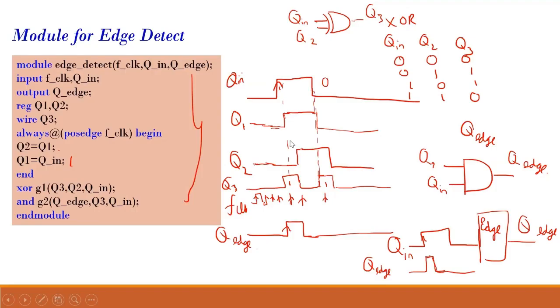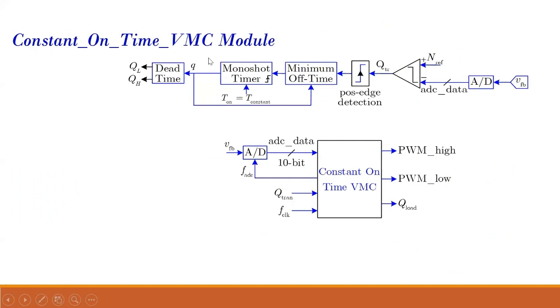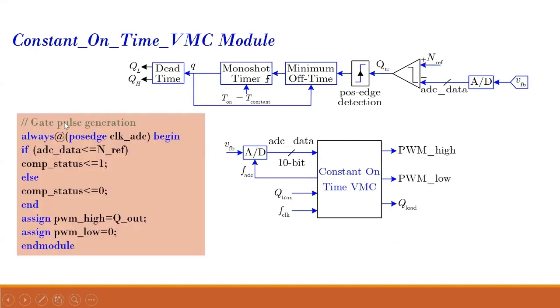So this is my logic for my edge detector circuit. Now we will go to the actual entire VMC model. How do we generate a gate pulse? One more thing is this comparator status. This comparator has a status. It could either be 0 or it could be 1. So how are we writing that logic?